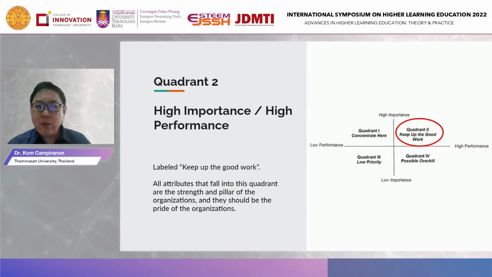Next one, on the top right corner, it means that this service is high importance and high performance. So it means that customers think that this is important, but at the same time, we are doing very well, right? So keep up the good work, right? Keep doing that. That's great.